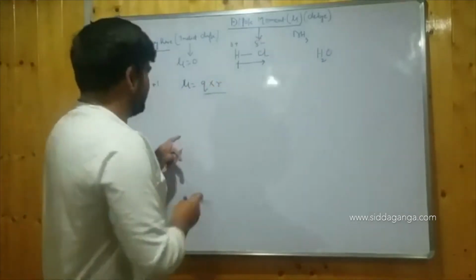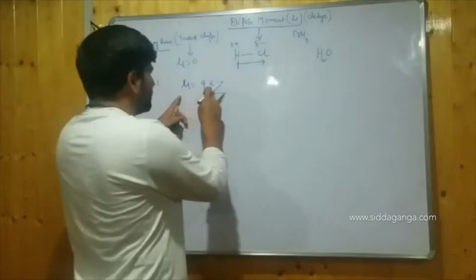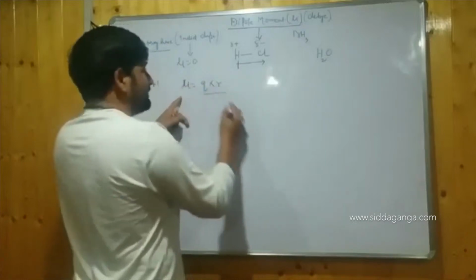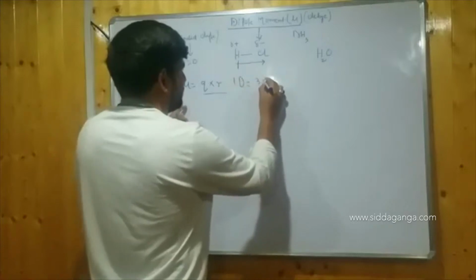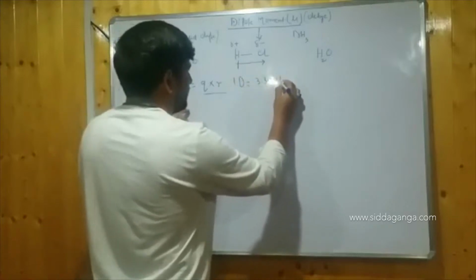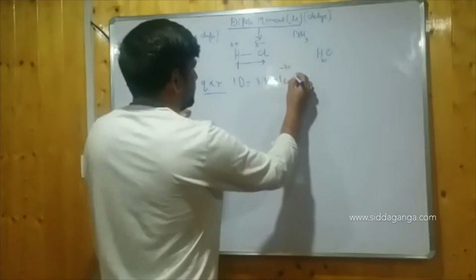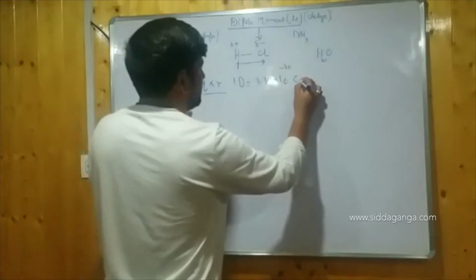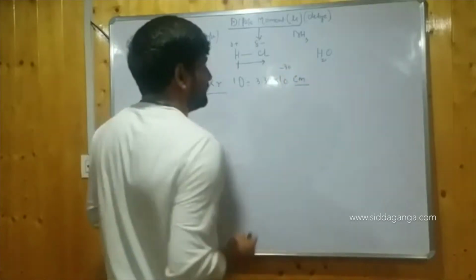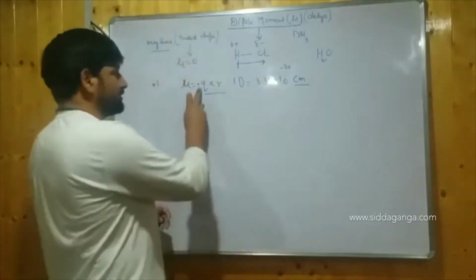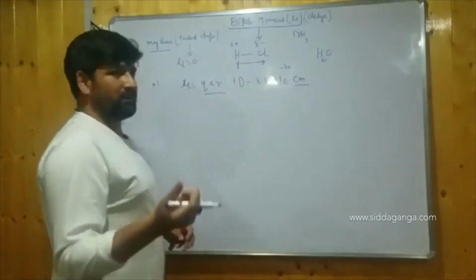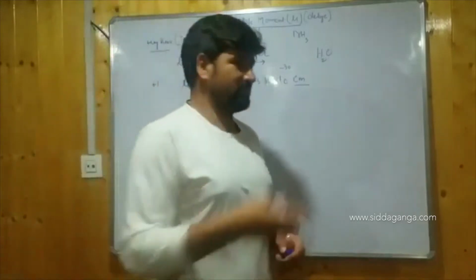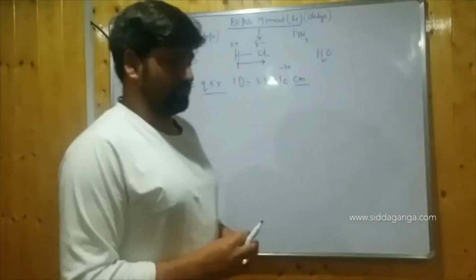Now, mu is equal to Q into R, as I mentioned, and its unit is Debye, and 1 Debye equals 3.35 into 10 to the power minus 30 coulomb meters. Because charge Q is in terms of coulombs and distance in terms of meters, it may be given in picometers or angstroms, and conversion is required for that purpose.